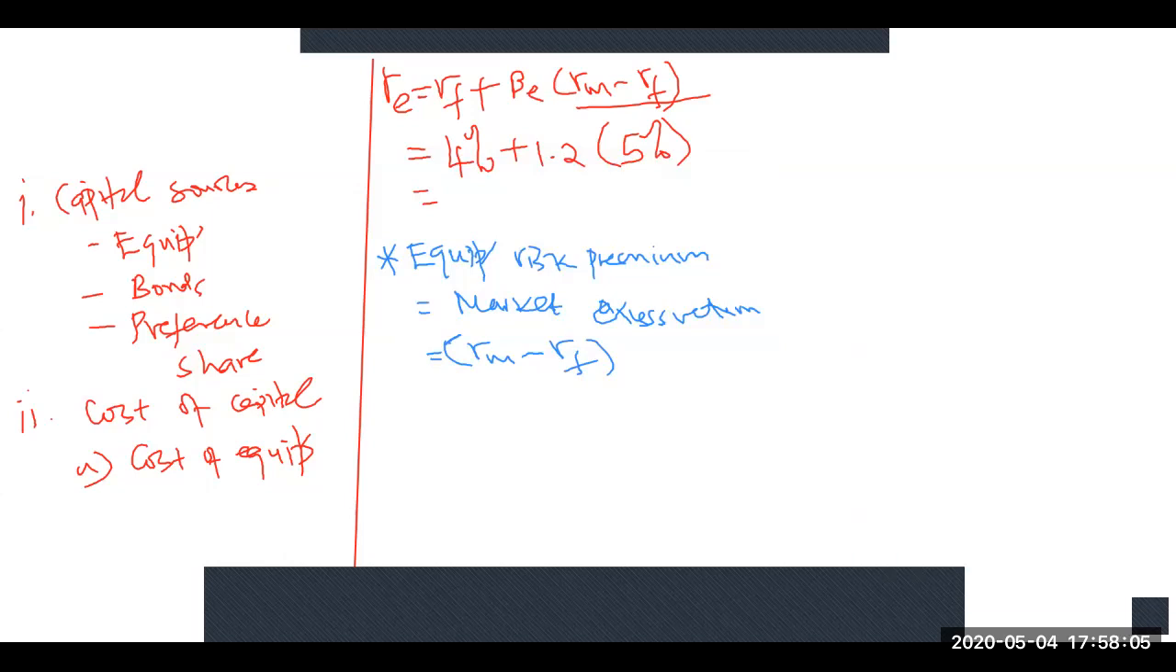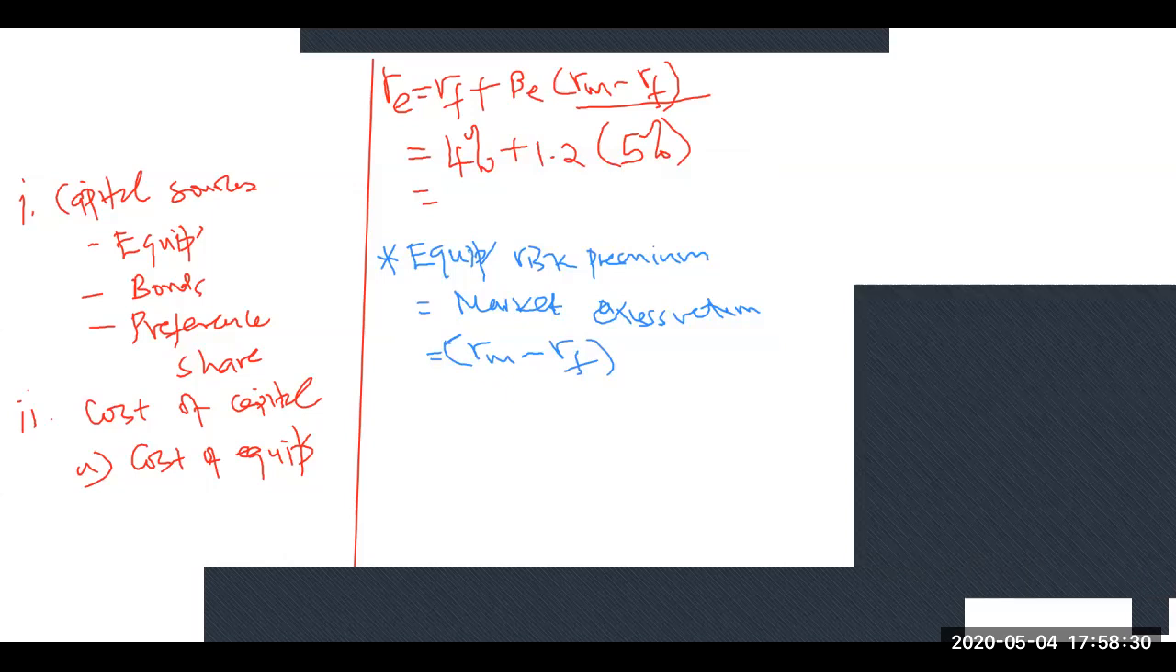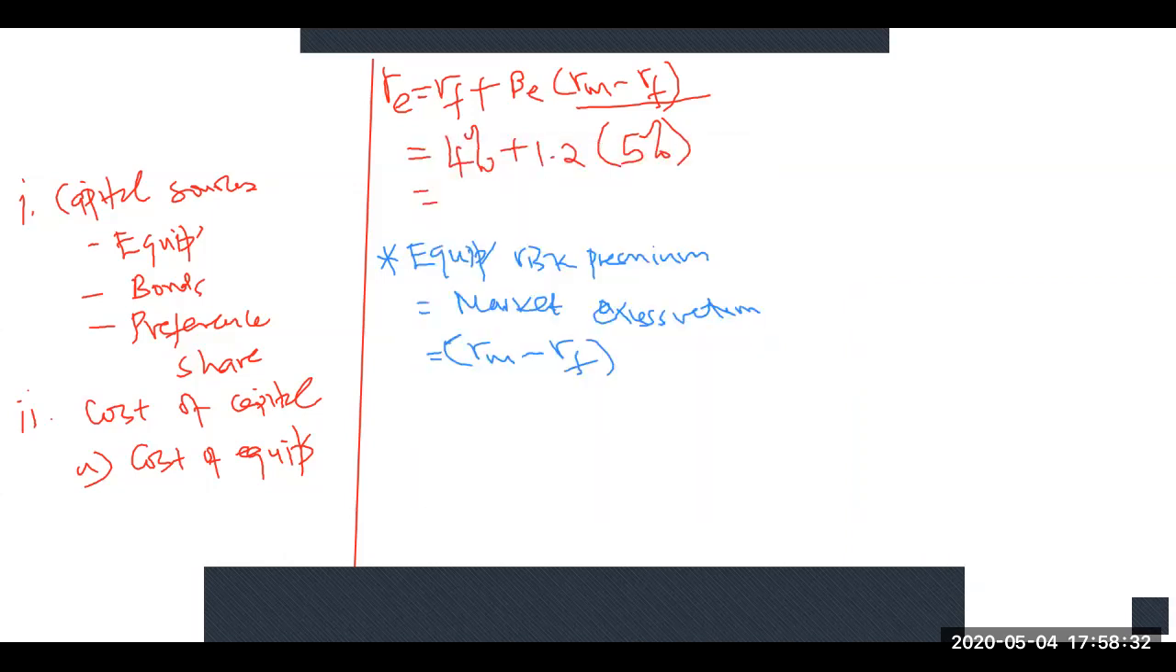You have to be very careful, because 5% is not the return of the market portfolio, it's not the RM, but it is RM minus RF, the excess return of the market. The equity risk premium, also referred to as the market excess return, is simply RM minus RF, not RM. You have to be quite careful there. You get 10%.